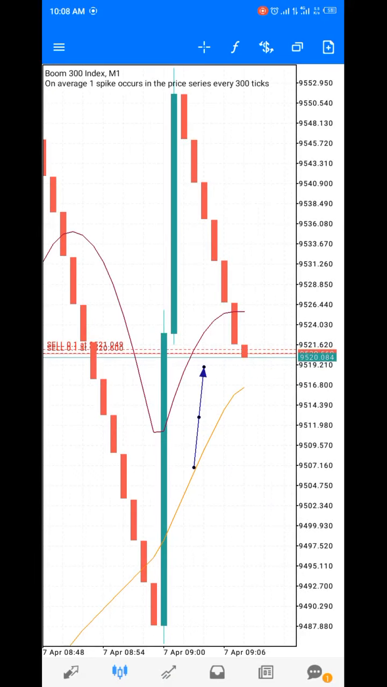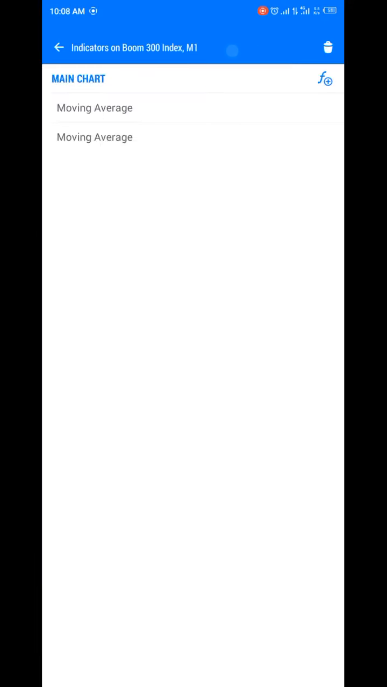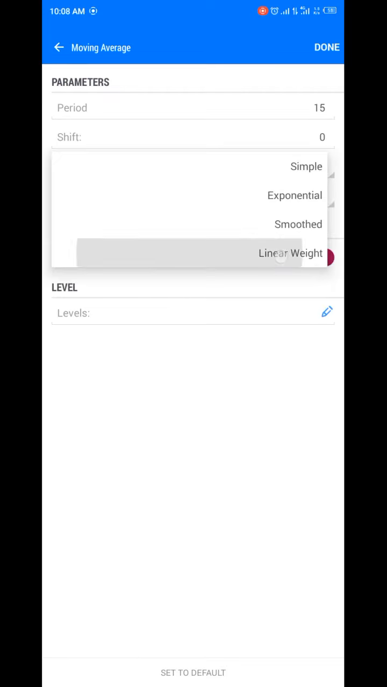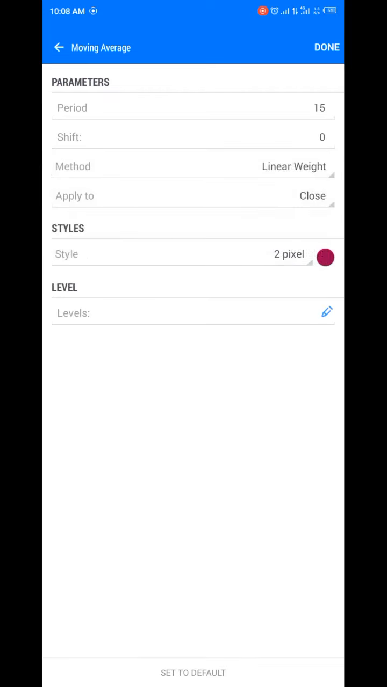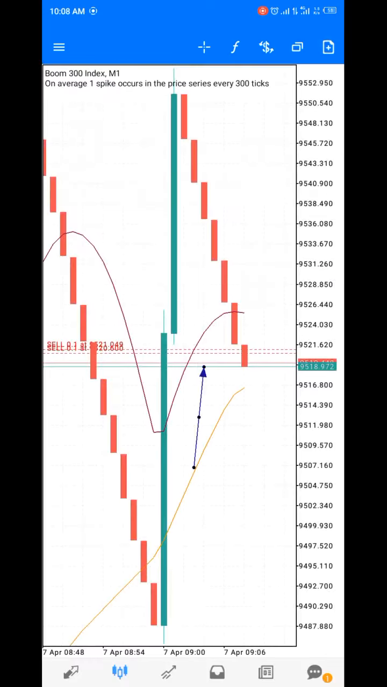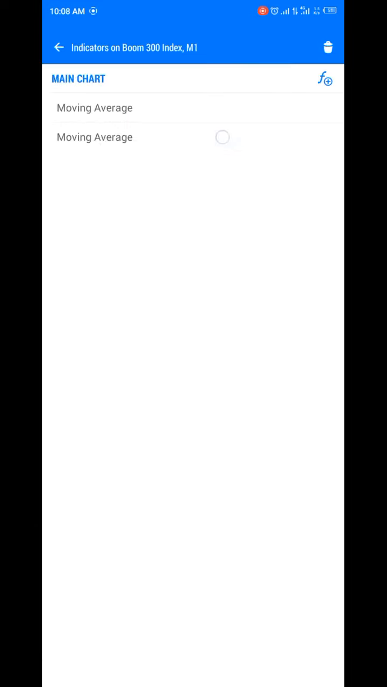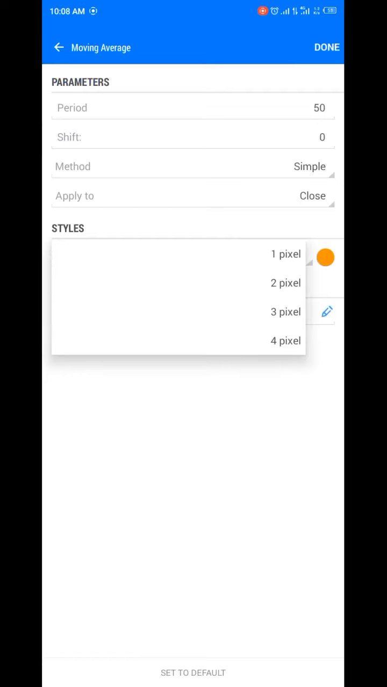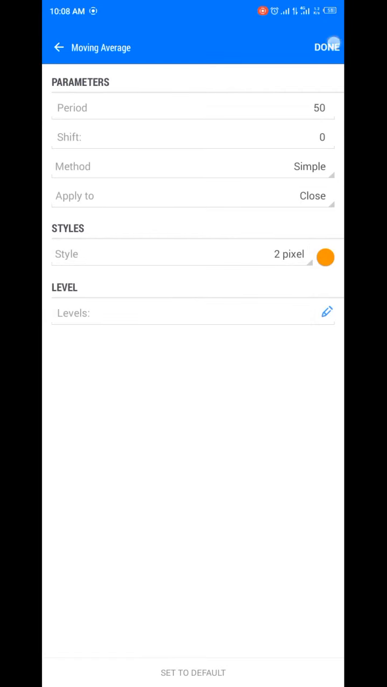It's very simple. All you need is two moving averages. The first moving average is moving average 15, linear weighted, applied to the close, 2 pixel, and any color you like. The second moving average is moving average 50, simple, 2 pixel, any color you like, and done.